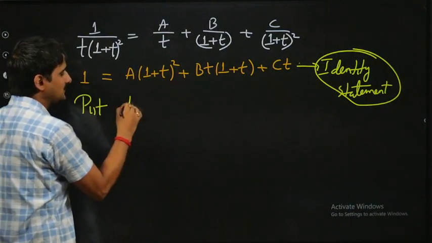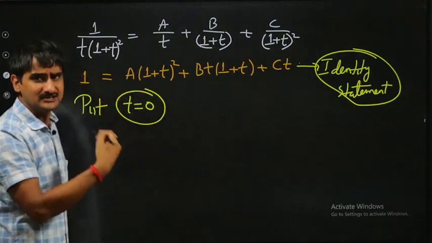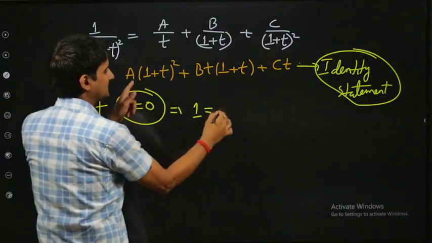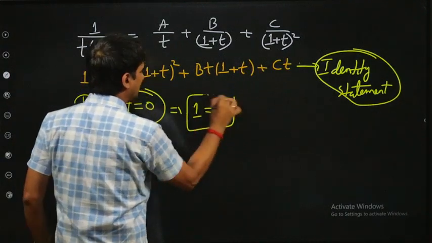So first put t is equal to 0. That's the root for this factor t. So what do we get? This is a, this is gone, see, we got a directly.